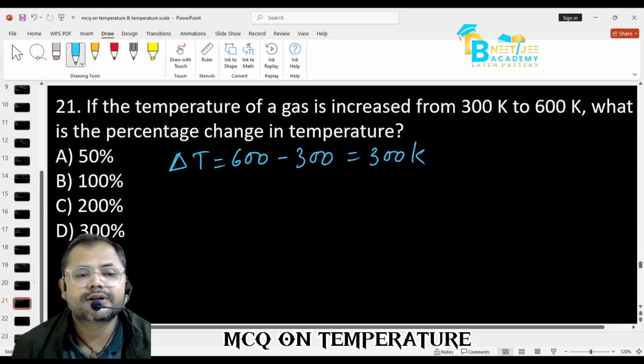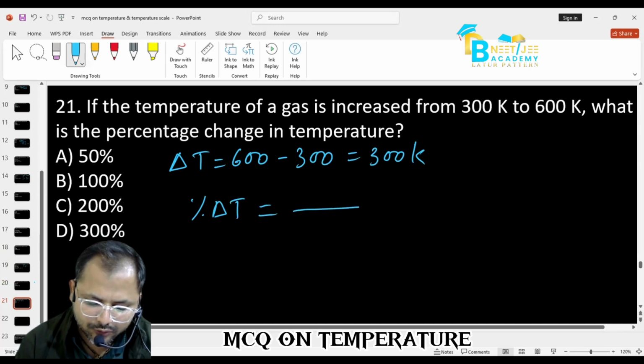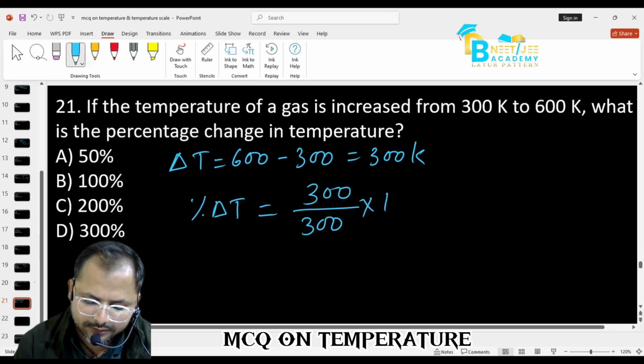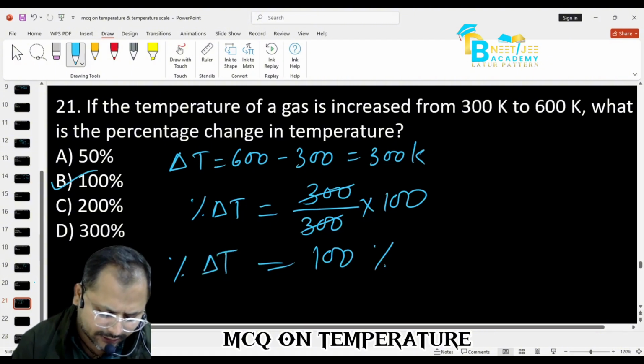What is the percentage change in temperature? Percentage change in temperature कसं काढणार आपण? Percentage change in temperature equal to change in temperature upon original temperature into 100. So 300 get cancelled. 100%. So change in temperature is 100%. Option B is the correct answer.